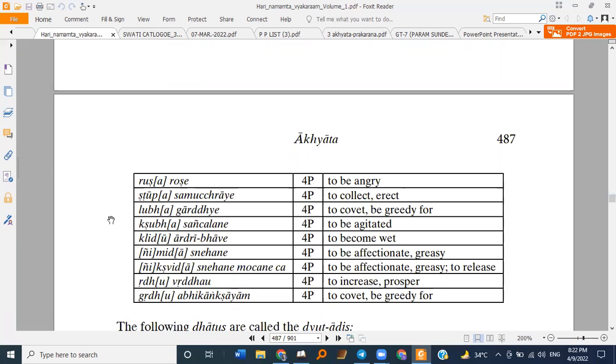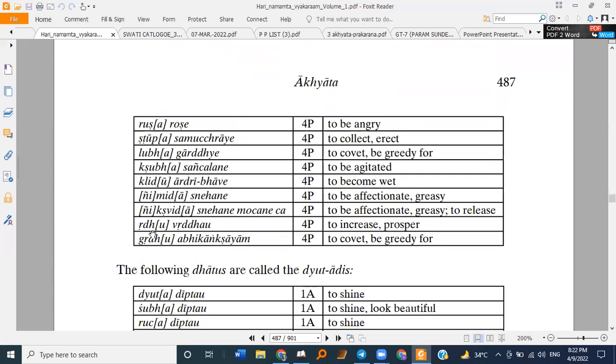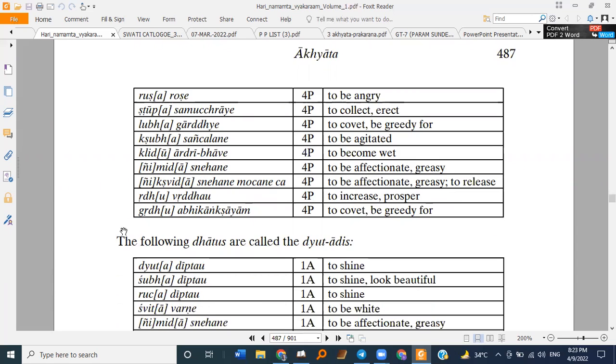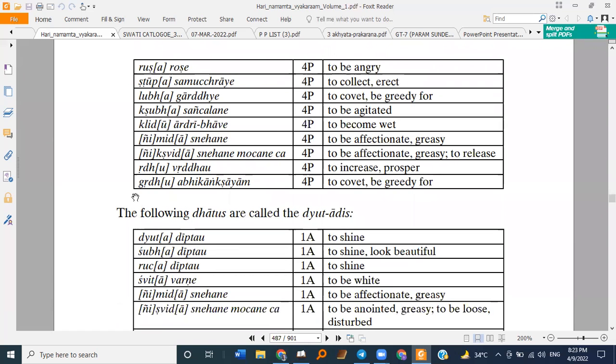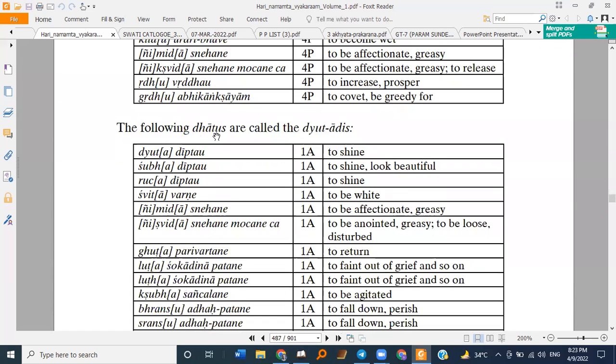Klidu Ardri Bhave. Klidu, klinna is something which is wet. Klinna vastra, let's say. Kledana. Nimida snehane, to be affectionate, ityadi. Nishvida snehane mochane cha. So, ridhu vidhau. We say riddhi siddhi. So that riddhi comes from this ridhu. Gridhu abhikamkshayam, to be greedy for. And these are the Yuktadis.